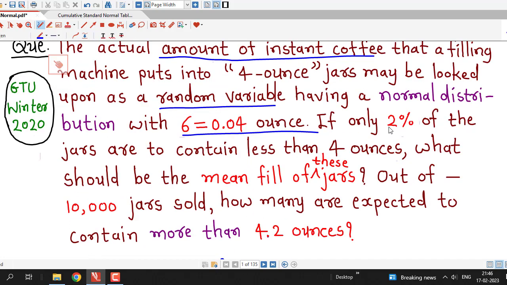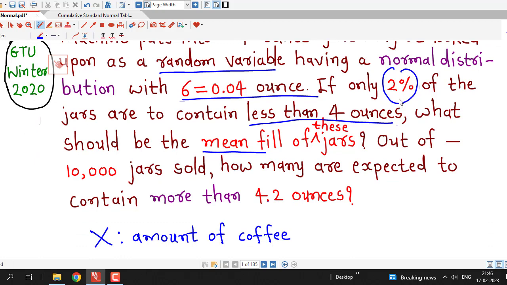Next line is, if only 2% of the jars are to contain less than 4 ounces, what should be the mean fill of these jars? It is given that if only 2% of the jars are to contain less than 4 ounces of instant coffee, that means the probability that this amount of instant coffee, which is considered as random variable capital X, is less than 4 ounces is 2%.